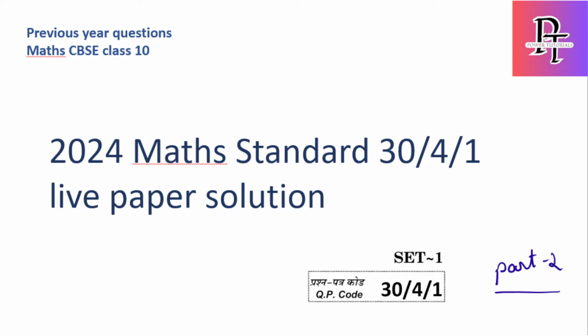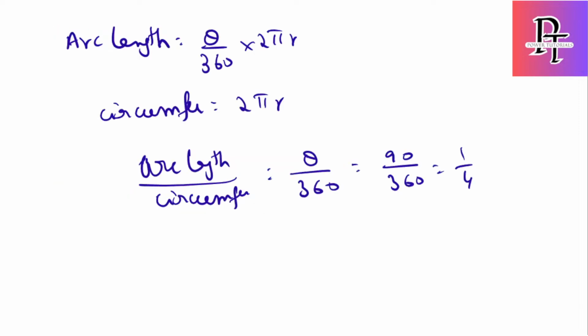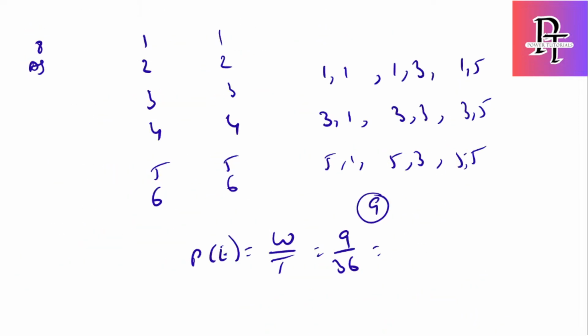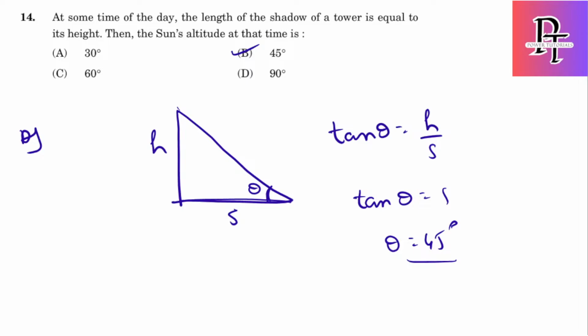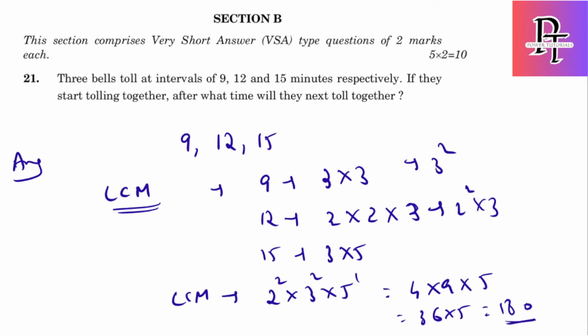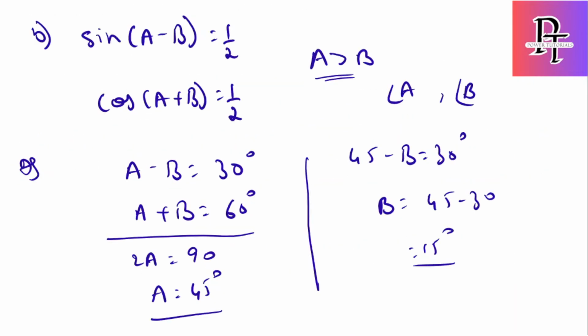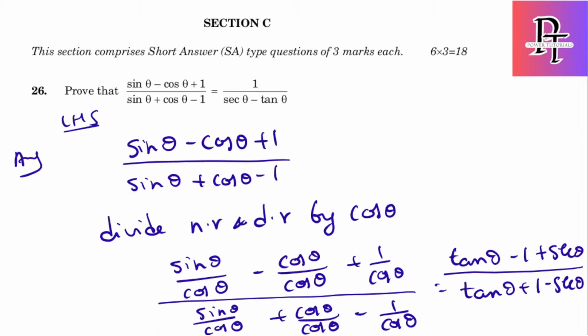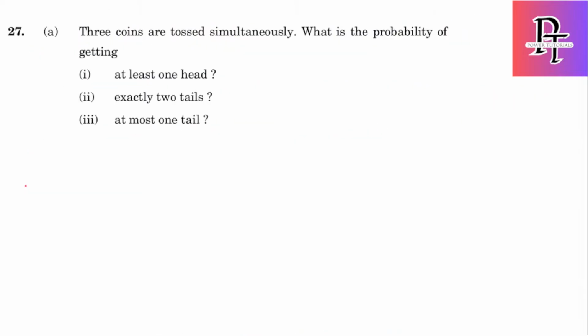Okay, so in this part 2 we'll cover the questions starting from question number 27, because till question number 26 we have already covered yesterday. So all these questions are done. So let's go to question number 27. For question number 27 we have two options, either you can solve A part or B part. So let's start with A part now.